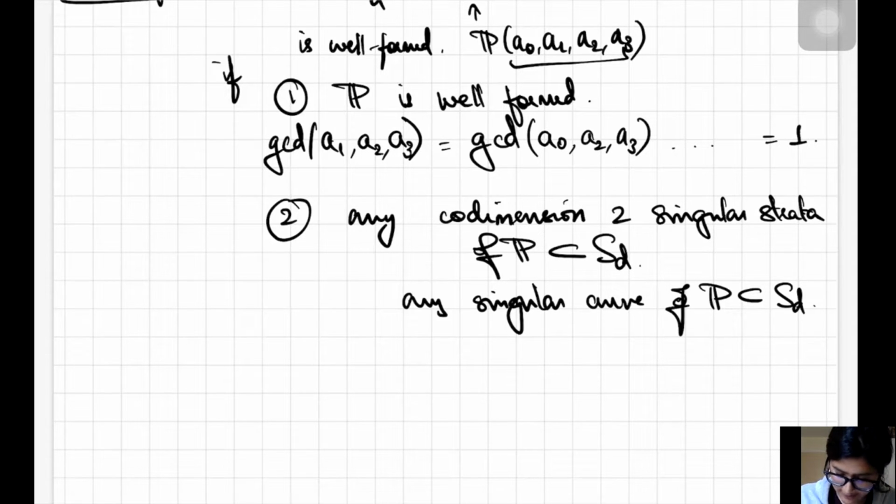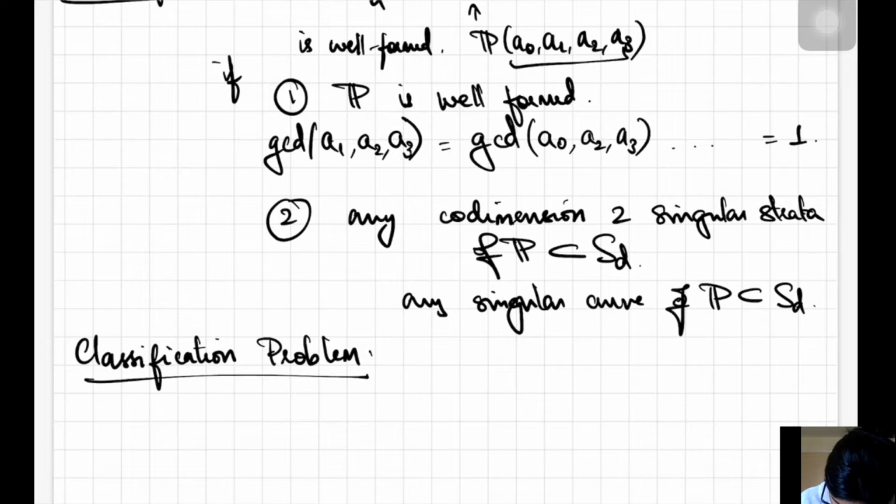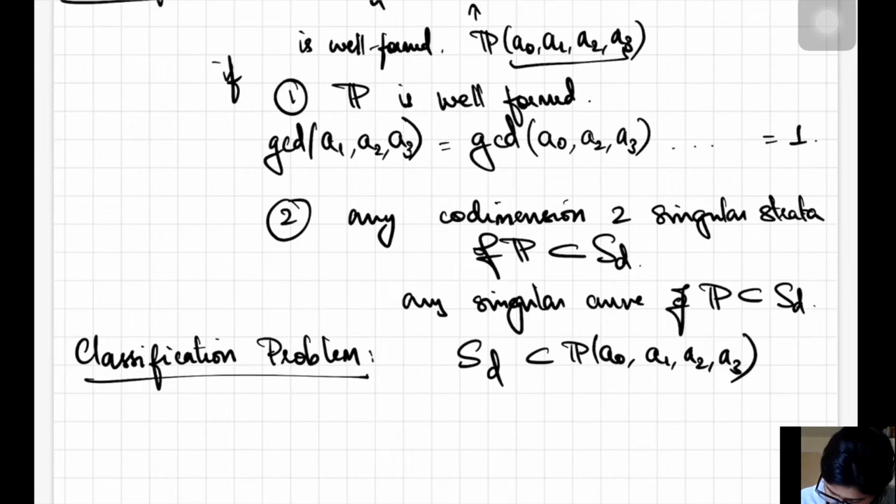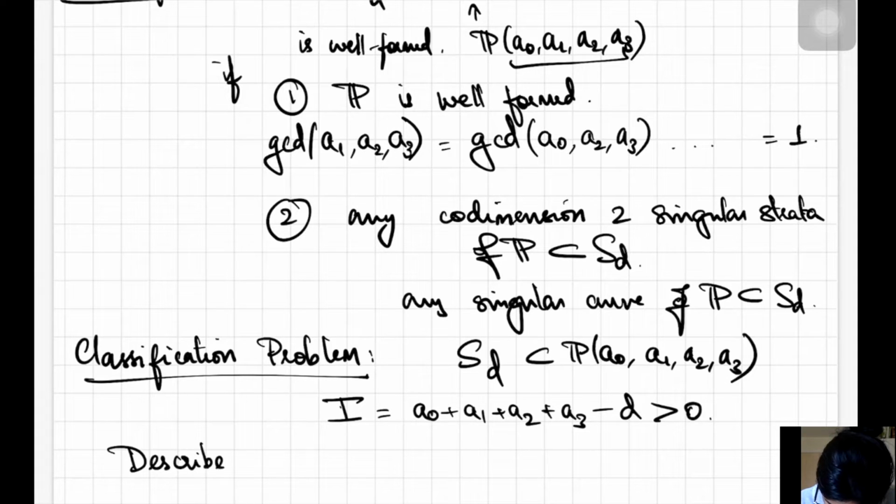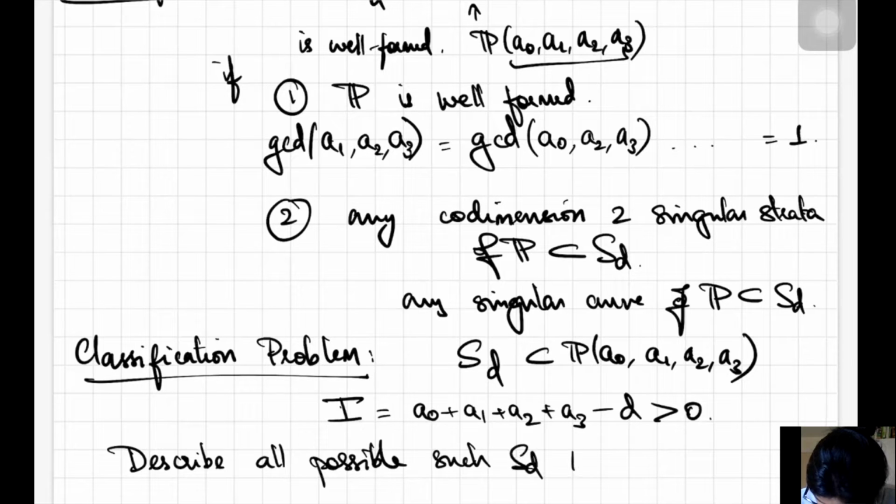What do we already know about them? One of the main questions once we have this setup is the classification problem. Suppose you want a surface with these weights and this particular degree, and all that you are imposing is the condition that I want my I to be positive. Then the question becomes: describe all possible such surfaces that can exist.